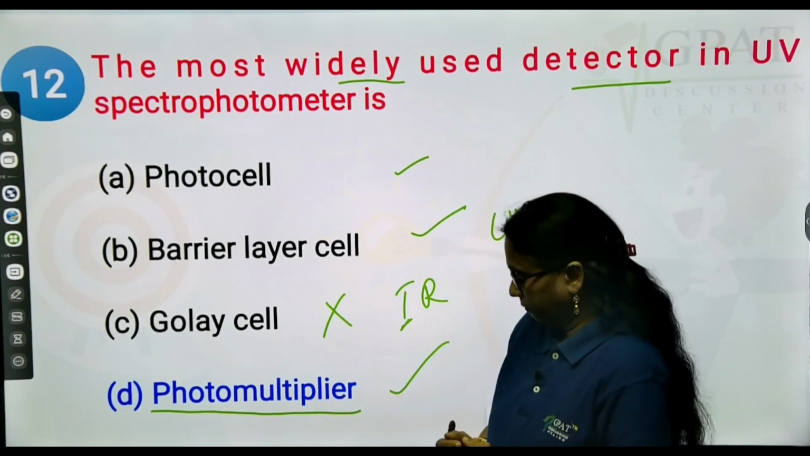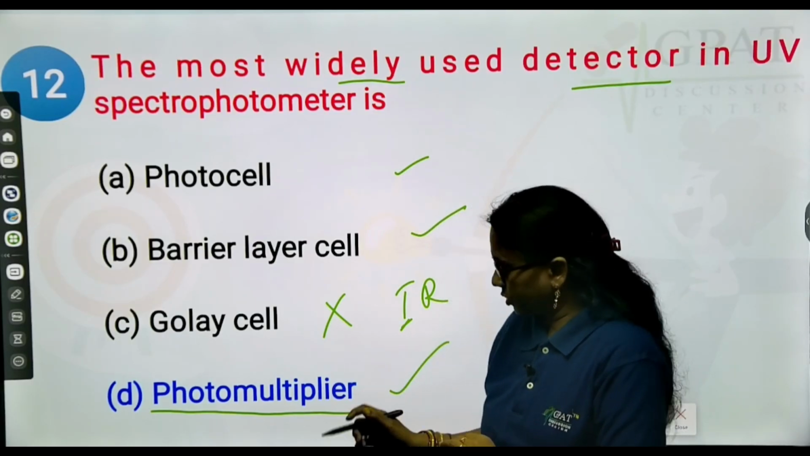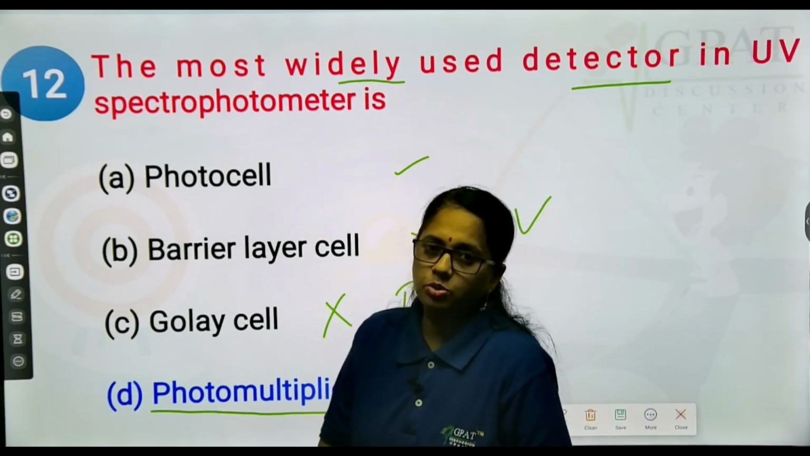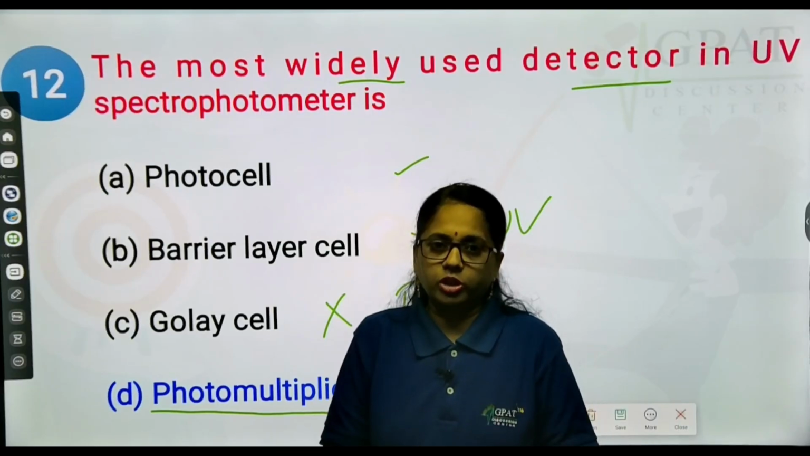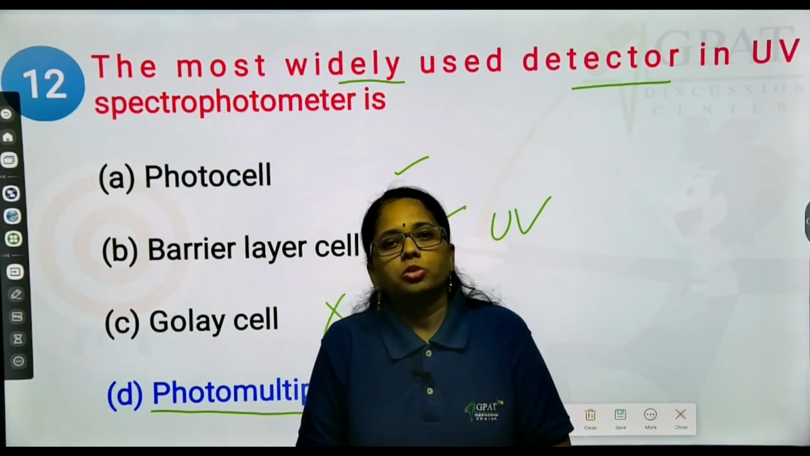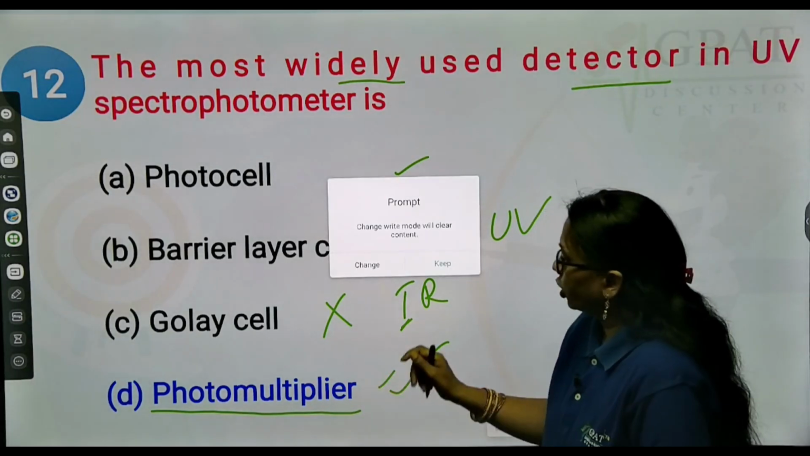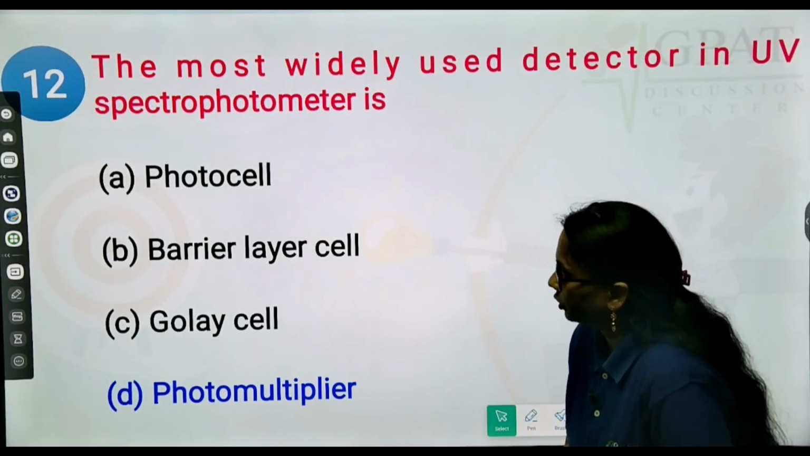Okay, so the secondary electrons are going to be produced in the case of this photomultiplier, and signal amplification takes place. Even with a very minute quantity of the sample, you are going to see the signal for that. So that's why photomultipliers are the preferred detector in the UV spectrophotometer.